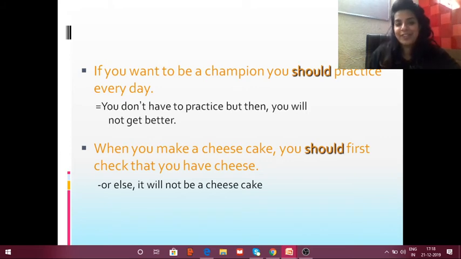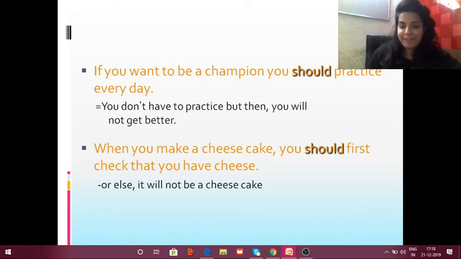This is the implication. When you make a cheesecake, you should first check that you have cheese. What's the implication? If you don't have it, you can't make it, or otherwise, it will not be a cheesecake.